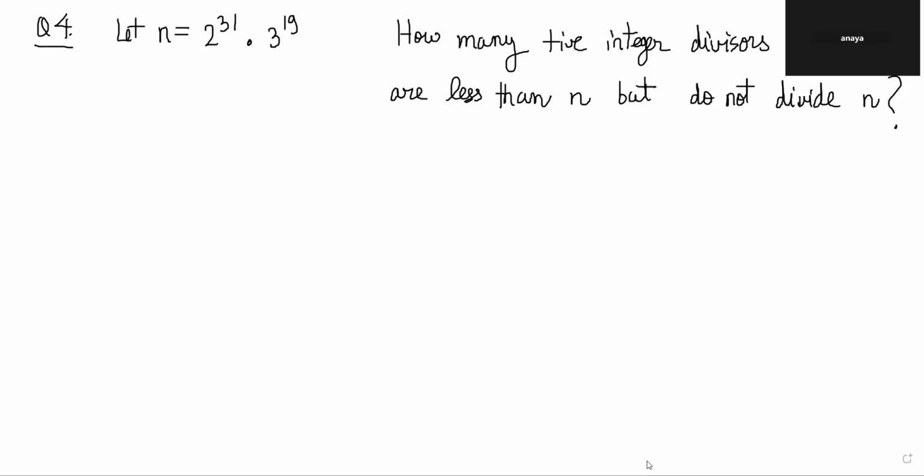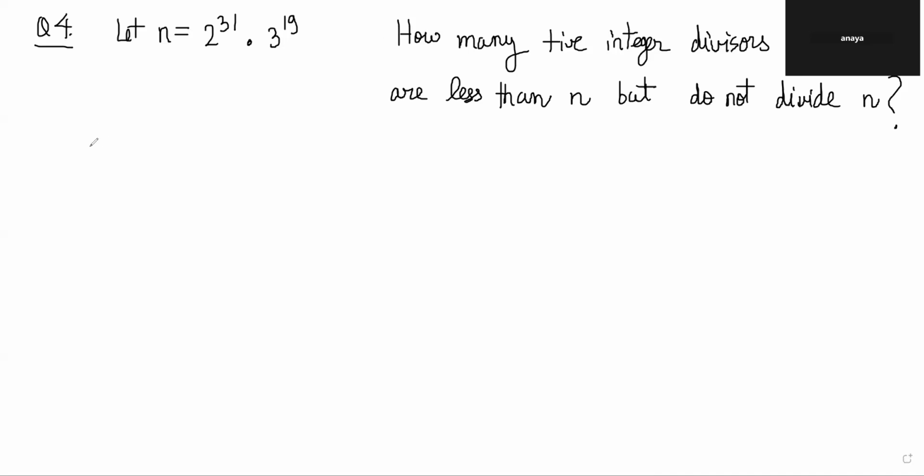Well, n squared would be 2 to the power 62 and 3 to the power 38. Then the number of factors of that would be... Are you getting an answer? Yeah, I got 589.